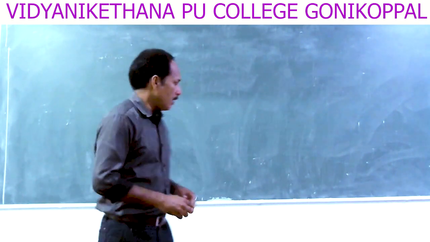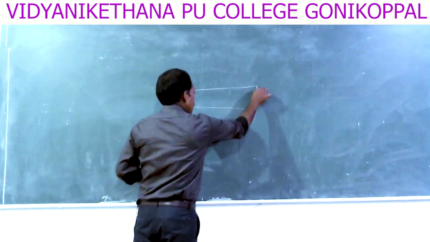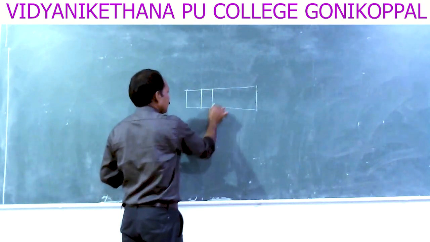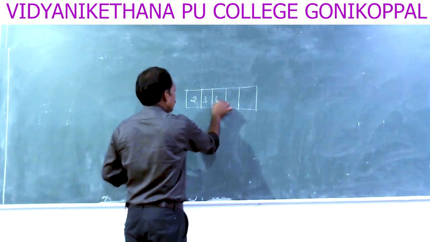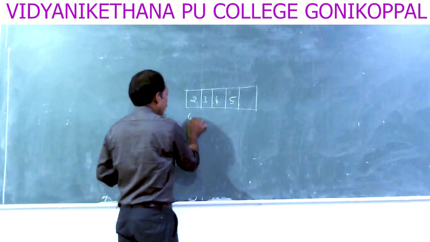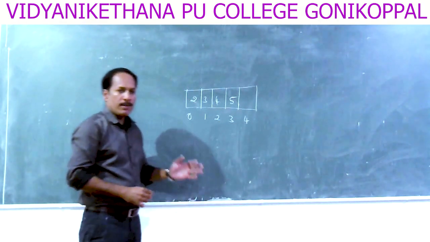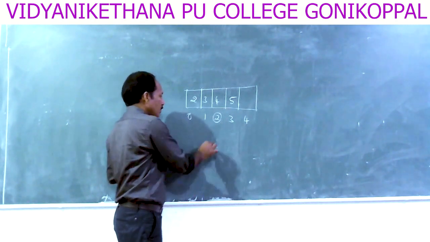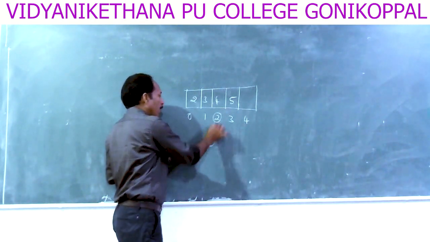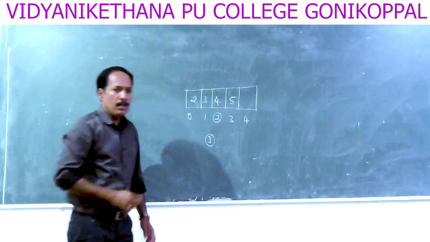If you take an example, we have an array with some elements, say 2, 3, 4, 5, something like this. We have subscripts 0, 1, 2, 3, 4. Now I want to insert an element. Suppose I want to insert the element 1 at position 2, where we right now have the element 4.